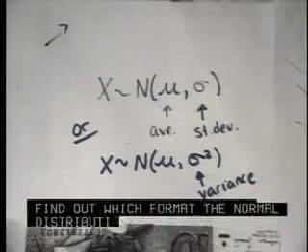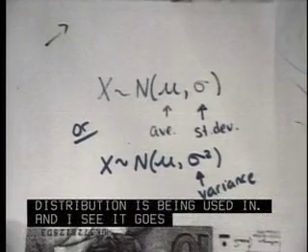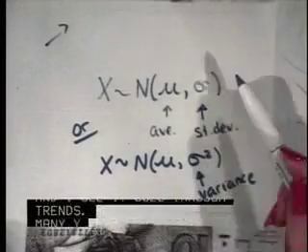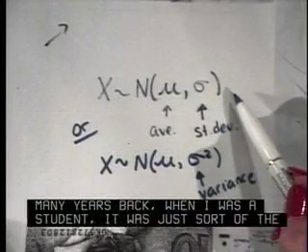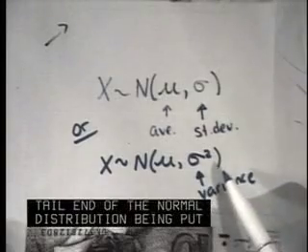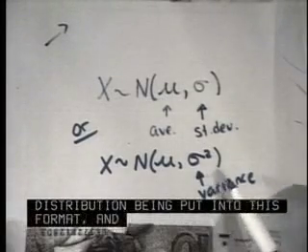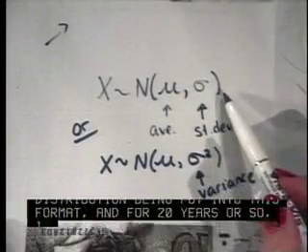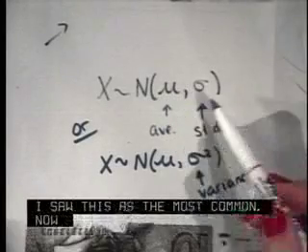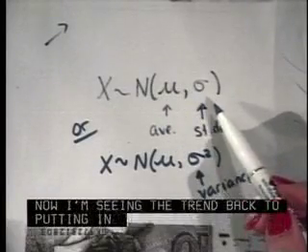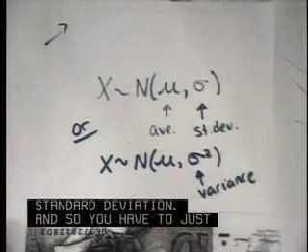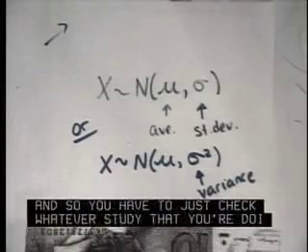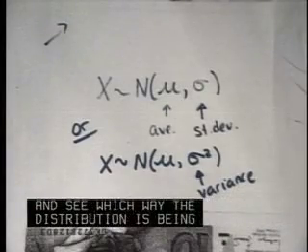It goes through trends. Many years back, when I was a student, it was just sort of the tail end of the normal distribution being put into this format. And for 20 years or so, I saw this as the most common. Now I'm seeing a trend back to putting in the average and the standard deviation. So you have to just check whatever study you're doing and see which way the distribution is being represented and which format we use.